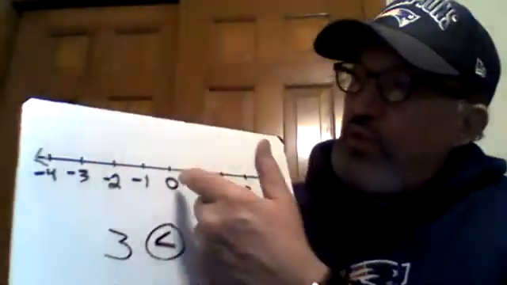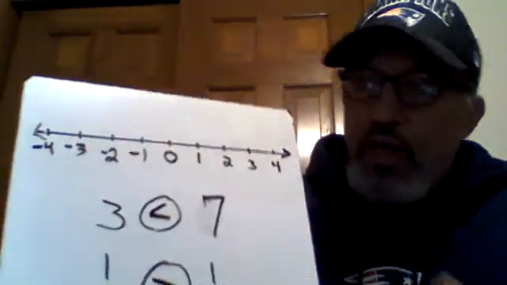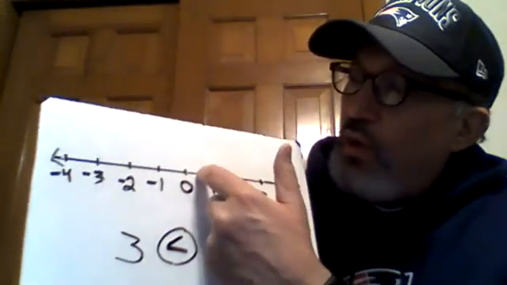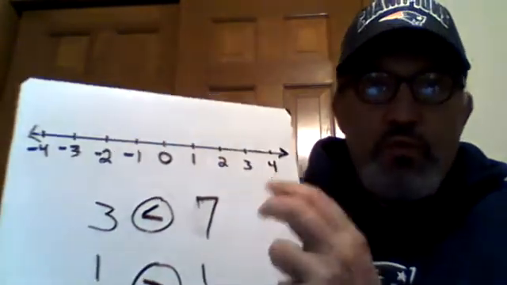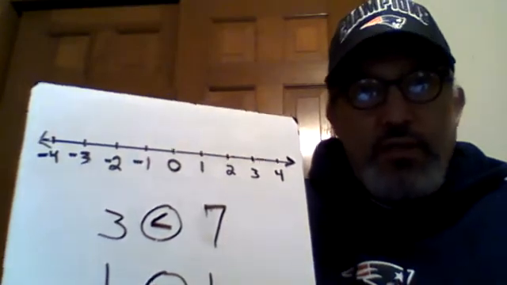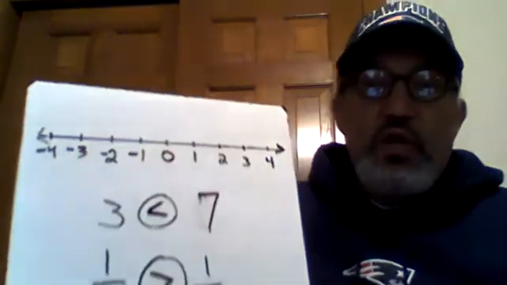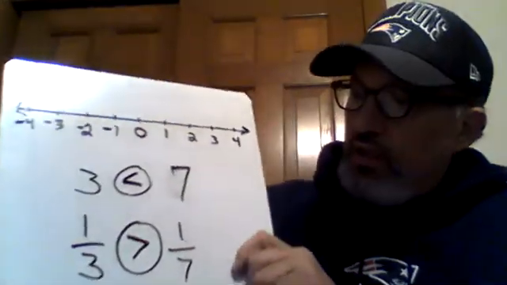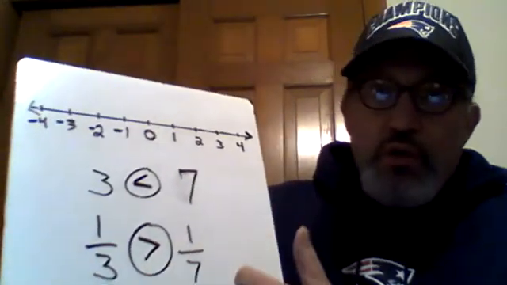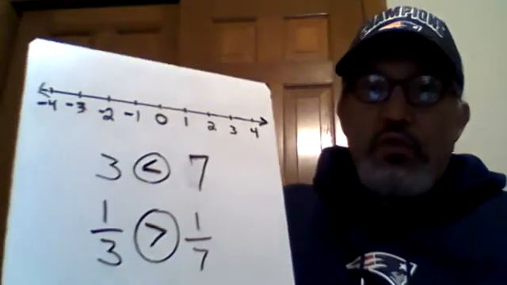If you divide the distance between 0 and 1 into 3 equally sized pieces, 1/3 would be about there. But if you divide that distance into 7 equally sized pieces, the first seventh will be closer to 0. The first seventh is to the left of the 1/3. So the 1/3 is greater than the 1/7.